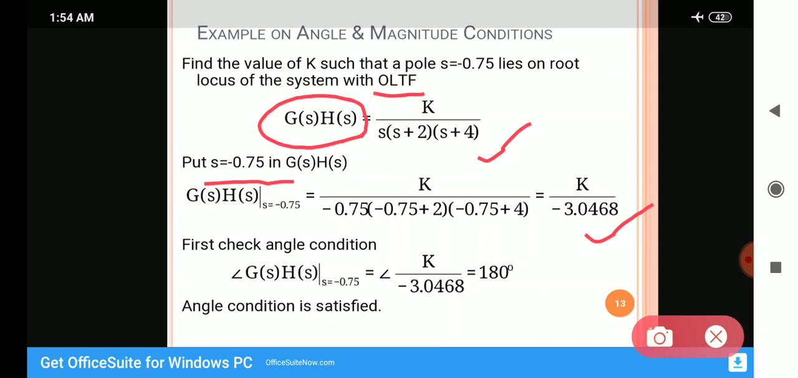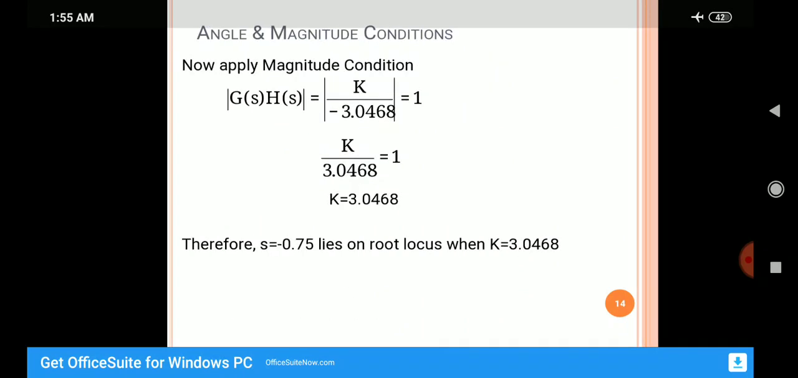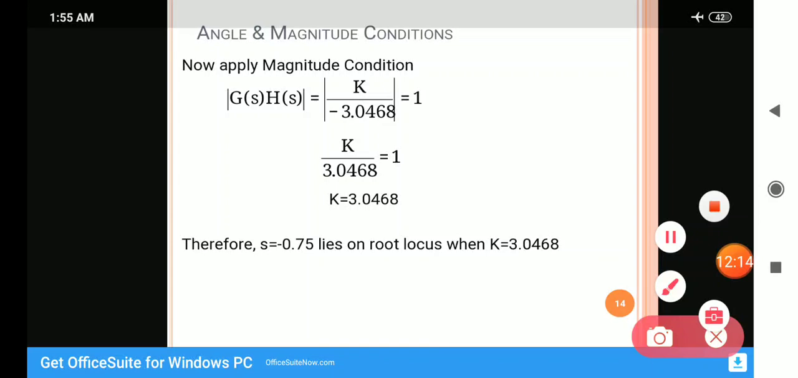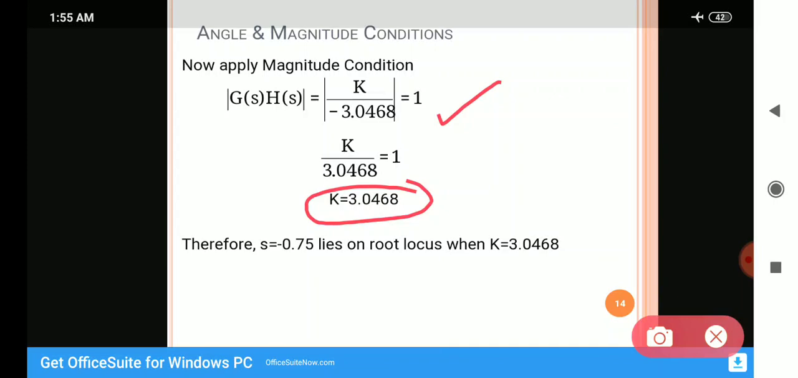Now first check the angle condition. The angle of this parameter is clearly 180 degrees. K is a positive quantity, divided by minus 3.0468, and the angle of this is 180 degrees. That means the angle condition is satisfied. Next we go for the magnitude condition. Obtain the magnitude of K divided by minus 3.04 this quantity. If that point S is lying on the root locus, it should satisfy the magnitude condition, so the magnitude should be equal to 1. From this we come to know that for K equal to 3.0468, the point S equal to minus 0.75 will lie on the root locus.